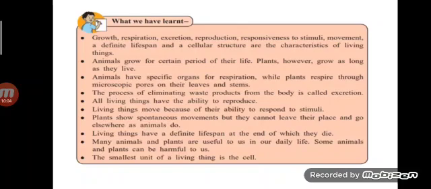Next, the process of eliminating waste product from the body is called excretion. Next, all living things have the ability to reproduce. Next point, living things move because of their ability to respond to stimuli. Next point, plants show spontaneous movements but they cannot leave their place and go elsewhere as animals do. Next, living things have a definite lifespan at the end of which they die.